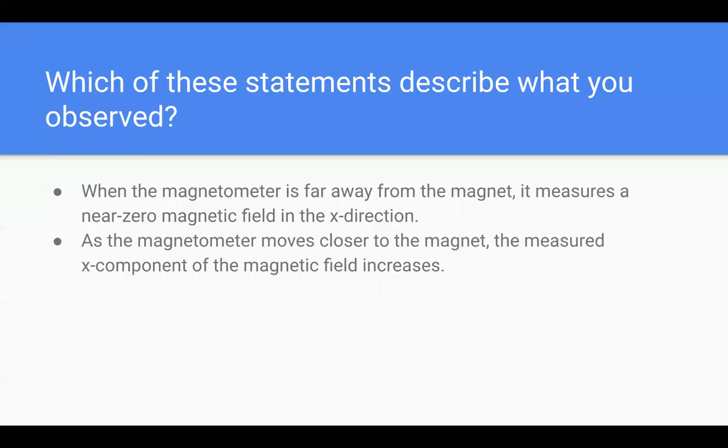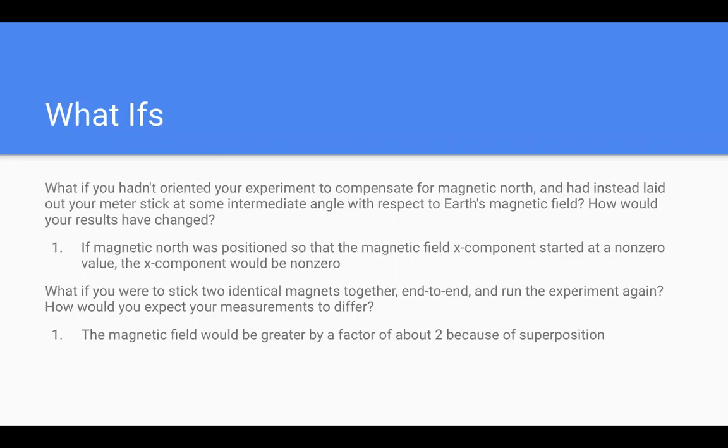And so which of these statements describe what you observed? When the magnetometer is far away from the magnet, it measures a near zero magnetic field in the x direction. I noticed that. And as the magnetometer moves closer to the magnet, the measured x component of the magnetic field increases. And then for these what if questions, if we hadn't oriented the experiment to compensate for magnetic north and instead laid out the meter stick at some intermediate angle with respect to Earth's magnetic field, the change would have resulted in the exponent being non-zero. And if we stuck two identical magnets together end to end, I think that the magnetic field would be greater by a factor of about 2 because of superposition.